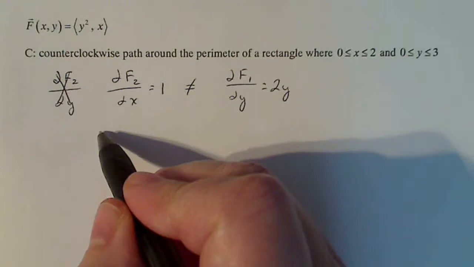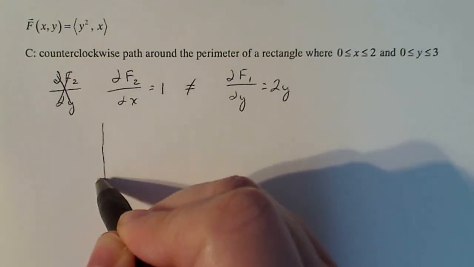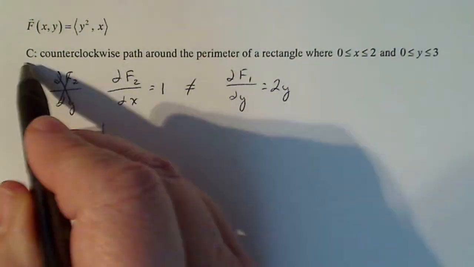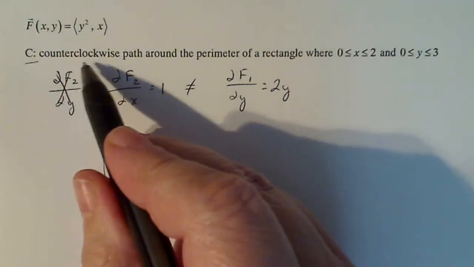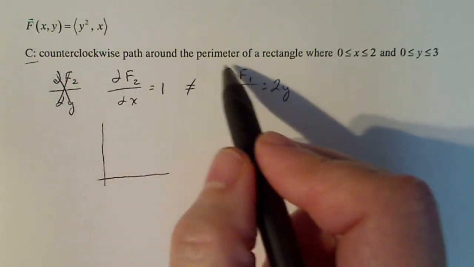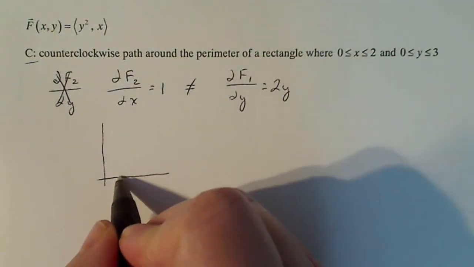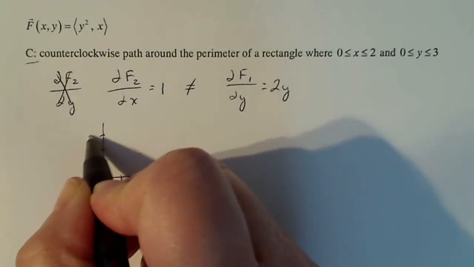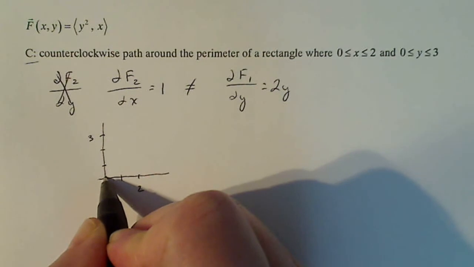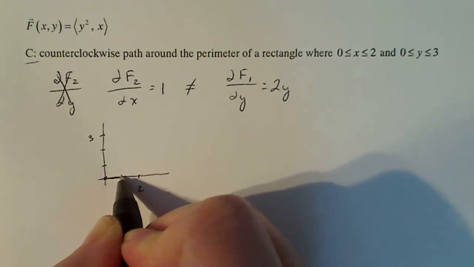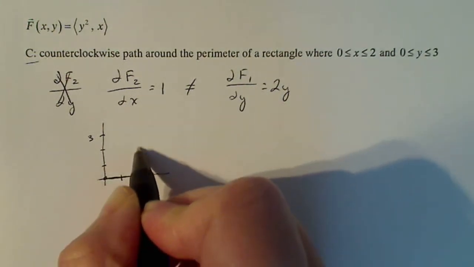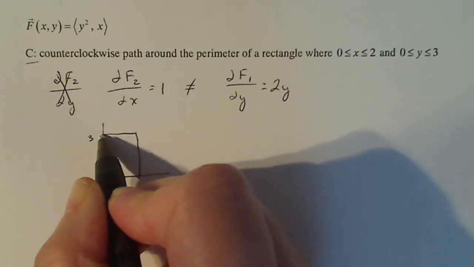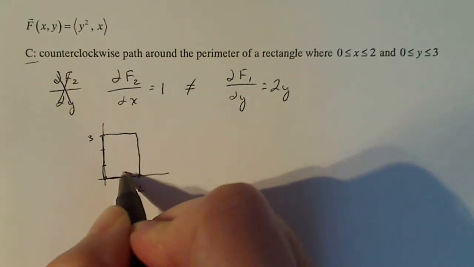Now, let's check to see if we can use Green's theorem. In order to use Green's theorem, we have to check what C looks like. It says a counterclockwise path around the perimeter of a rectangle. So x goes from 0 to 2, y goes from 0 to 3, and I move in a counterclockwise movement. So I move in this direction, then this direction, then this direction, then this direction, and I keep moving around like that.